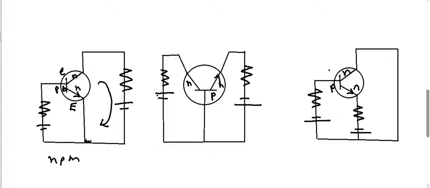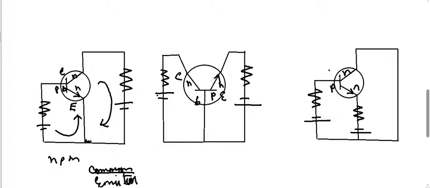In this loop, one wire is connected to the collector, and the other side is connected to the emitter. So the emitter is connected to both sides. The emitter is connected to the collector also, and the emitter is connected to the base also. So this type of construction is known as common emitter type construction. Common emitter, because the emitter is ultimately connected to both the collector as well as the base.